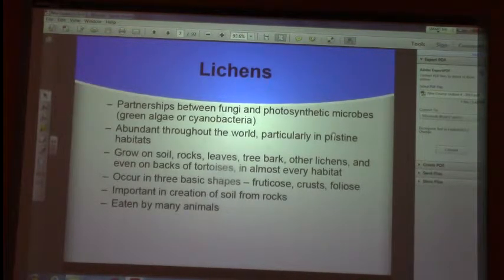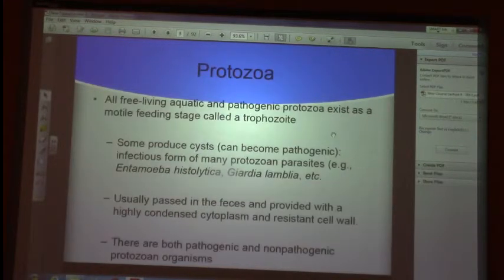Lichens are actually partnerships of eukaryotic organisms. Typically, they consist of partnerships between fungi and algae as well as cyanobacteria. And these are abundant throughout the world. They usually are found growing on soil, rocks, and leaves, as well as tree bark. So if you've ever been out camping, you've probably come across this type of organism. They're very important in the creation of soil from rocks. They usually serve as a food source for many organisms.